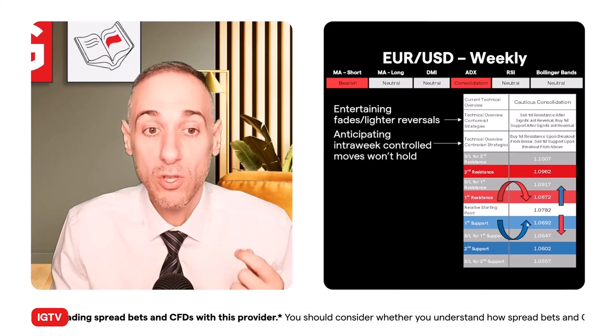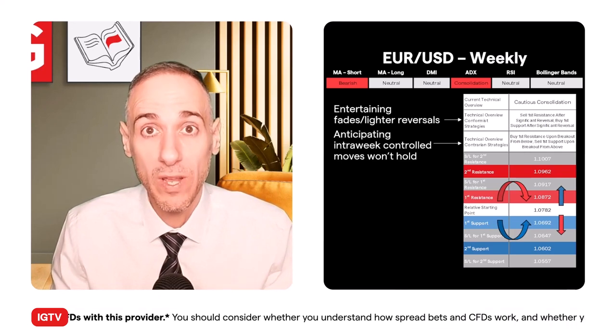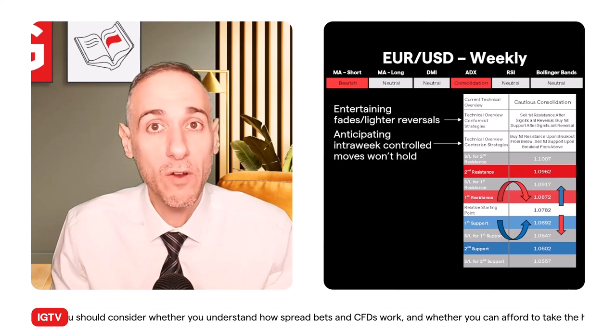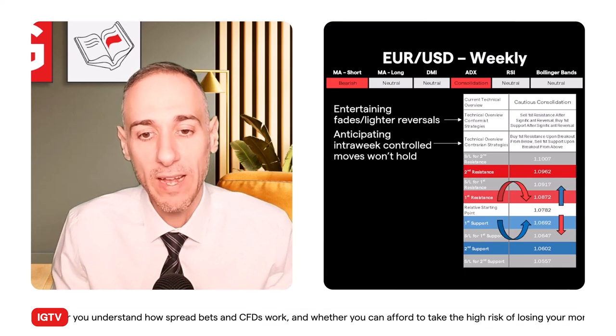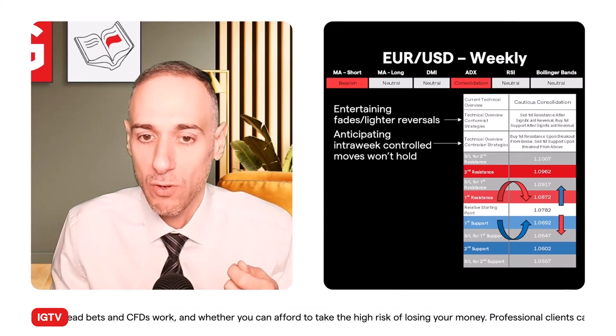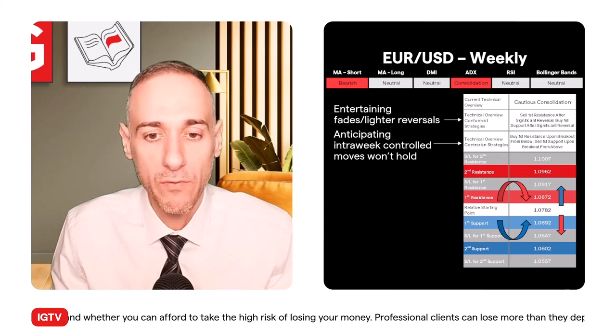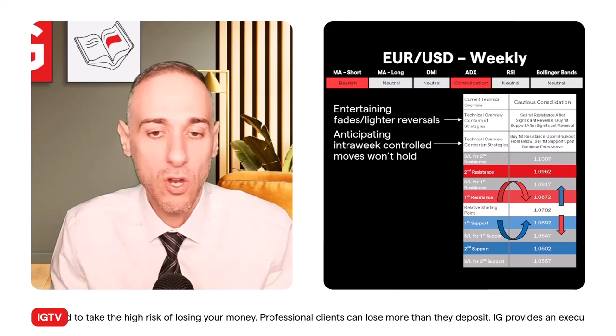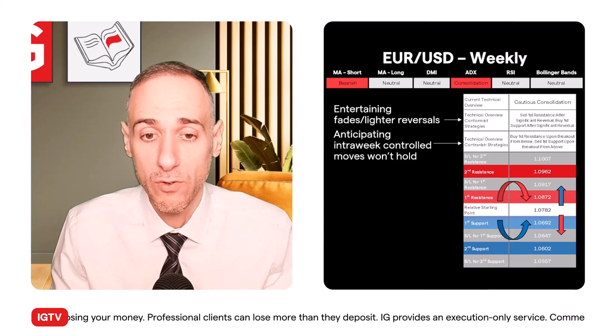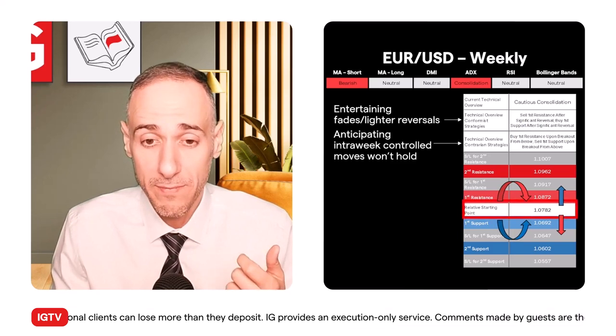And those of you who don't expect this to hold or don't expect these intra-week controlled moves, you can go therefore for buy breakouts or sell breakouts, and ideally targeting either the second resistance for those who are buying off the first resistance, or targeting the second support for those of you who are selling off the first support. What about when it comes to levels?